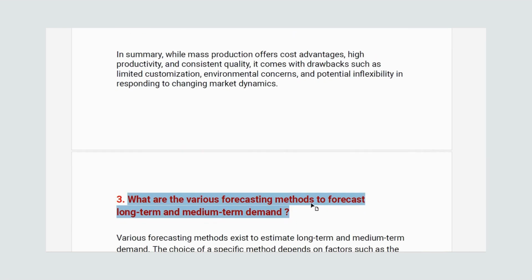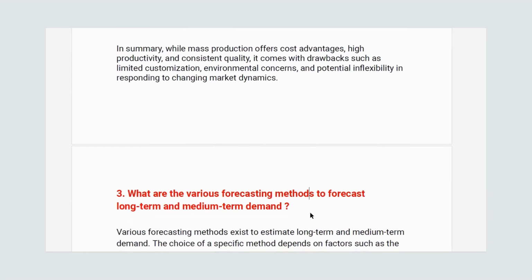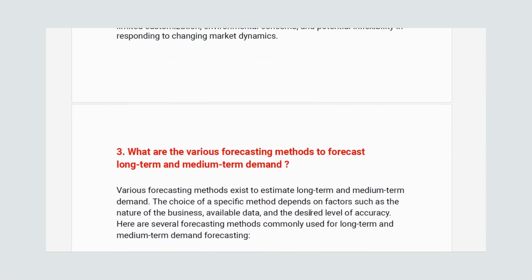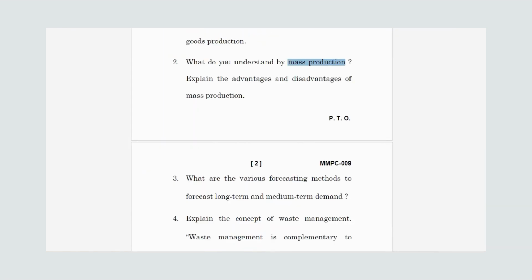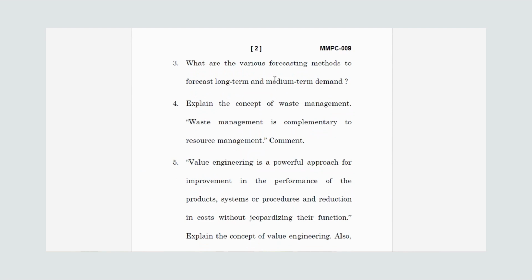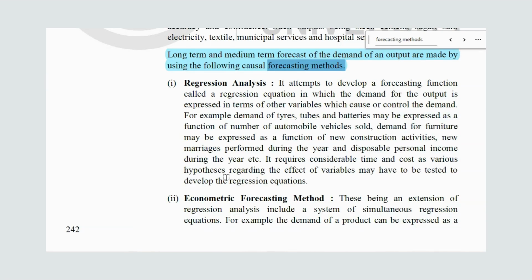The next question is: what are the various forecasting methods to forecast long-term and medium-term demand? The third question here is about forecasting methods. What is asked here is what are the methods to forecast the long-term and medium-term demand. Now let's see in the text. In Unit 9, Capacity Planning, we can see the answer: long-term and medium-term forecasts of the demand of an output are made by using forecasting methods.